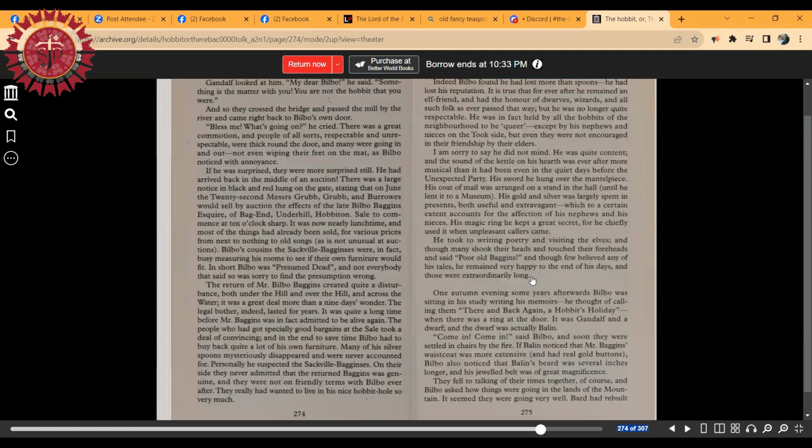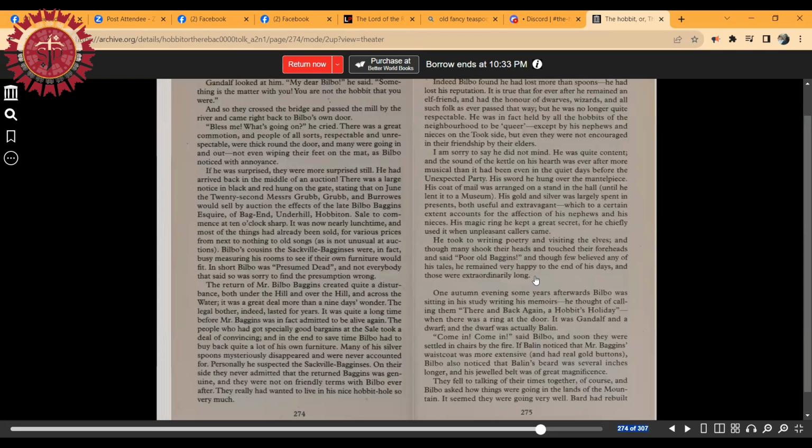He was in fact held by all the hobbits of the neighborhood to be queer, except by his nephews and nieces on the Took side, but even they were not encouraged in their friendship by their elders. I am sorry to say he did not mind. He was quite content, and the sound of the kettle on his hearth was ever after more musical than it had been even in the quiet days before the unexpected party. His sword he hung over the mantelpiece.